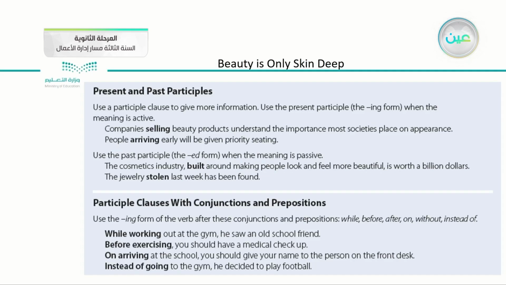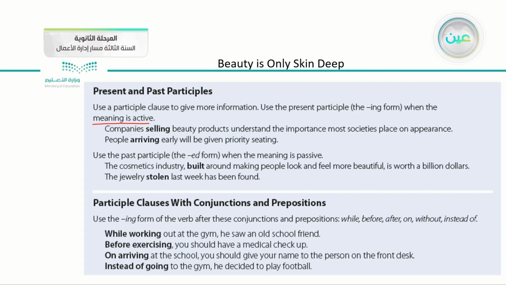After that, we have present and past participles. We talked about the past participle as an adjective. Now we have present and past participles, but not as adjectives. We use participle clause to give more information. We use the present participle with the ing form when the meaning is active. This is the third usage that we have talked about.